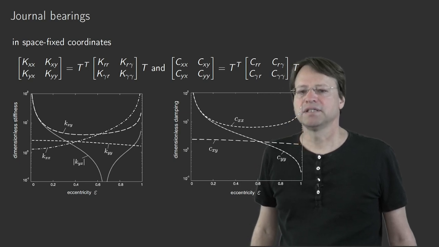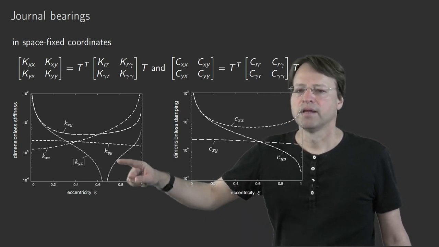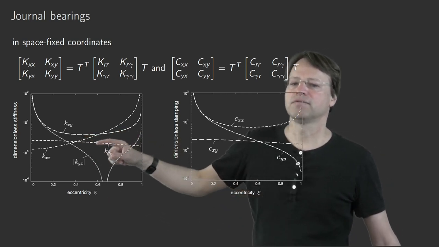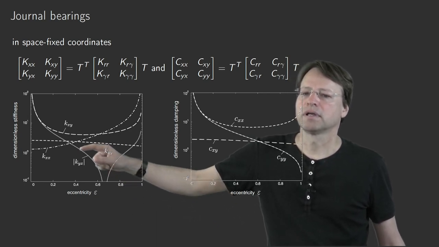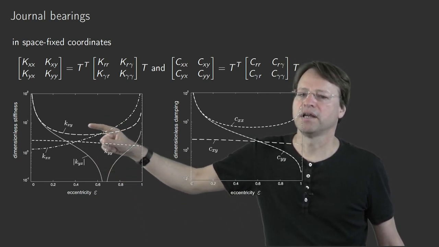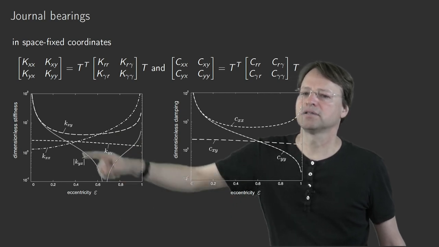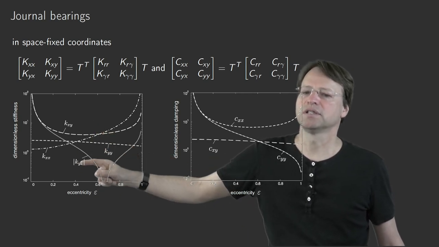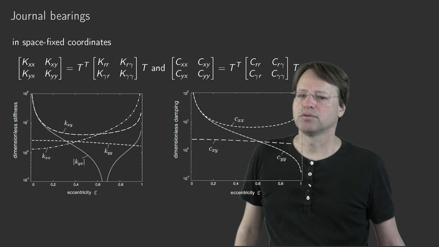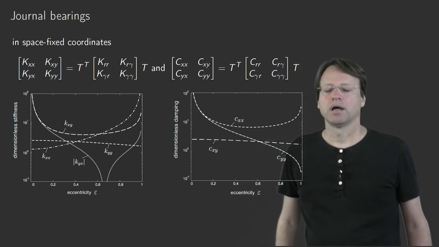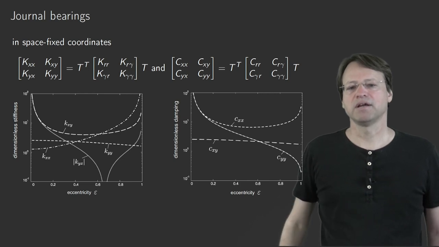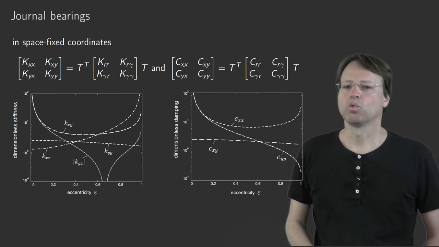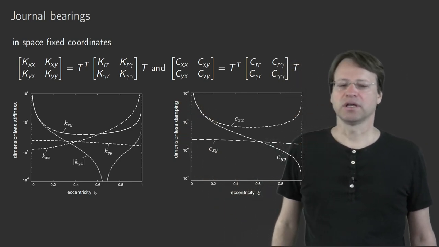Okay, what can be seen from these figures? Well, you see as before, when the eccentricity goes to zero, KYY behaves quite nicely. KXX as well, but here you can see KXY and KYX tend to very large values, not to infinity, and they are of opposite sign. You can see here the absolute value of KYX. In contrast, for the damping behavior, there is nothing special, I would say. It's well behaved, if you look here at the asymptotics.